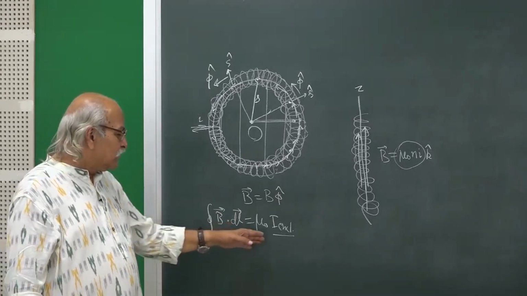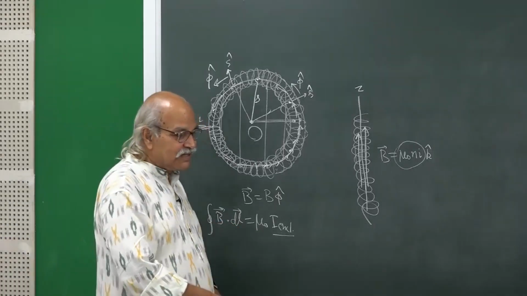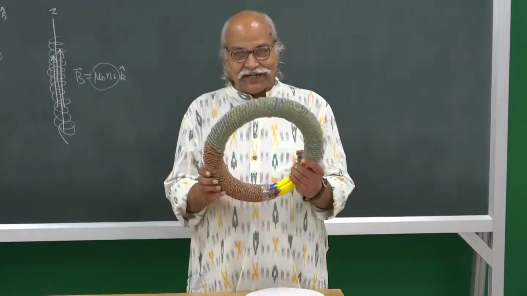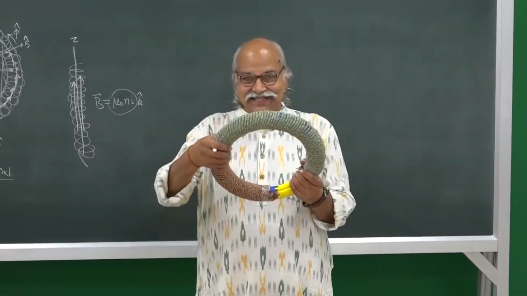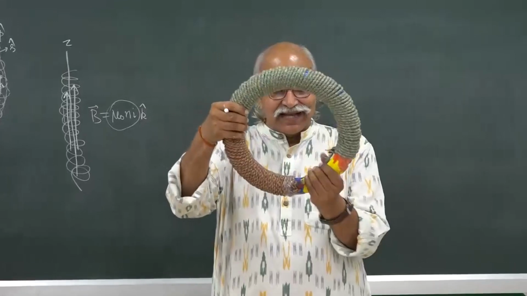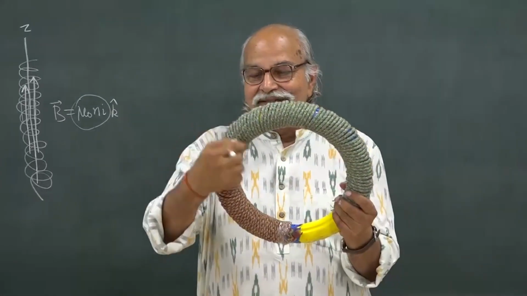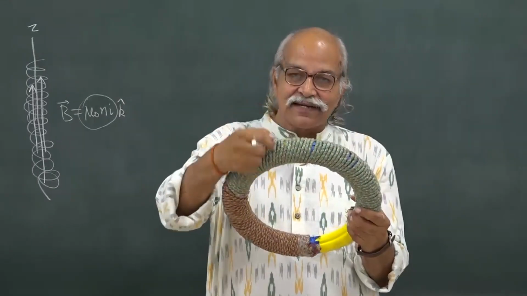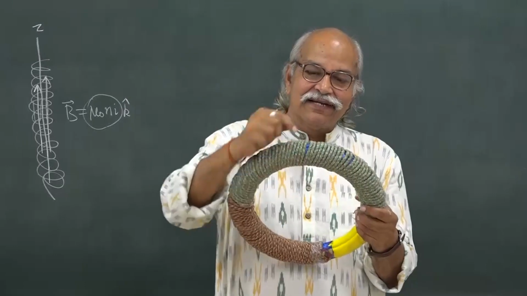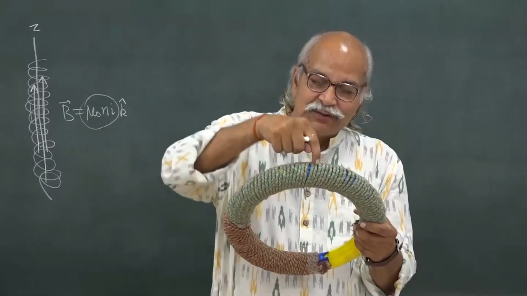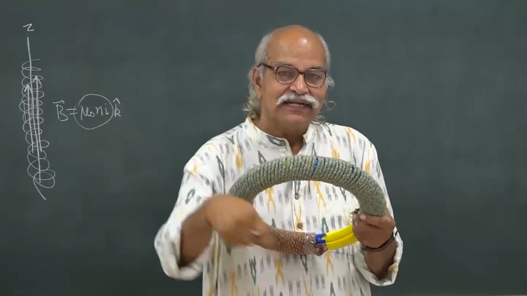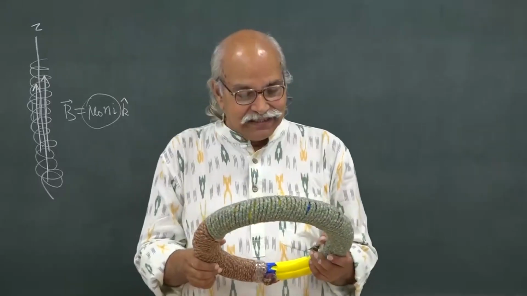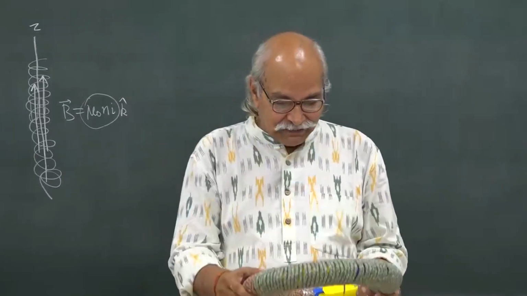So, let me do it with a model that we have created for convenience. This is our toroid. So, this is a tube, actually a bicycle tire rather, and then on that we have wrapped this rope, and you assume that each turn carries a current. So, the current is going this way, comes this side, then goes this side, then comes this side, and that way the entire toroid is carrying this current on the circumference.